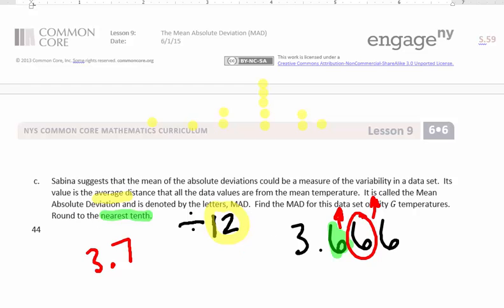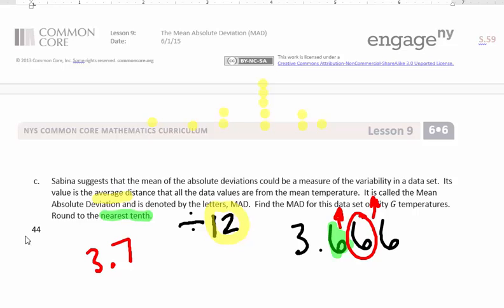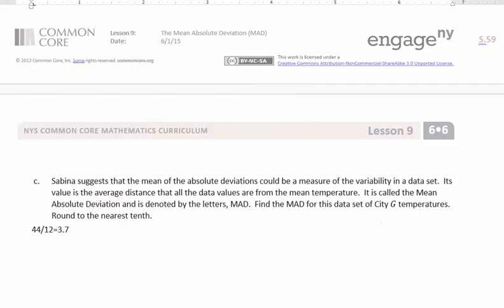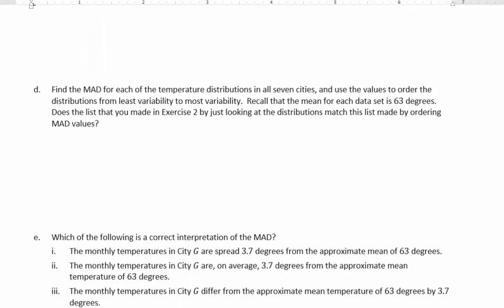So let's write that out so we have it to refer to. 44 divided by 12 equals 3.7. And then just for my units, what is my unit? Well, I'm talking about temperature, so it's going to be 3.7 degrees. That means my average deviation is 3.7 degrees away.